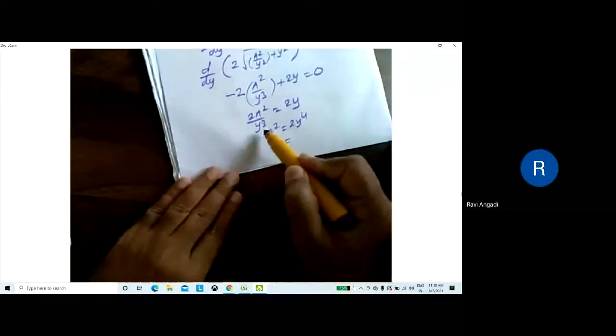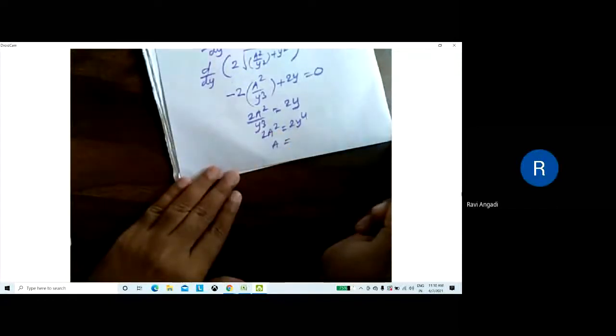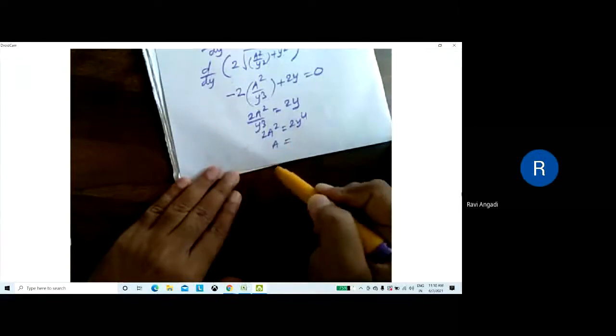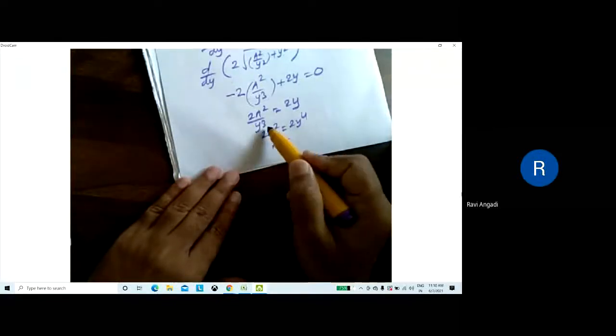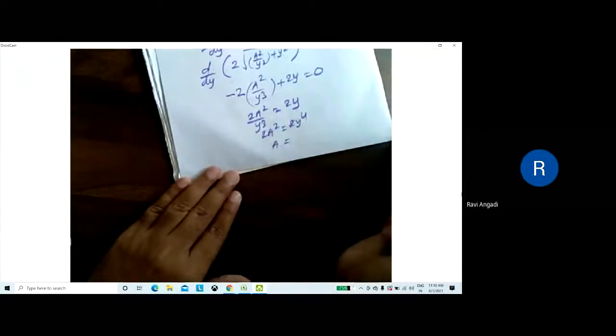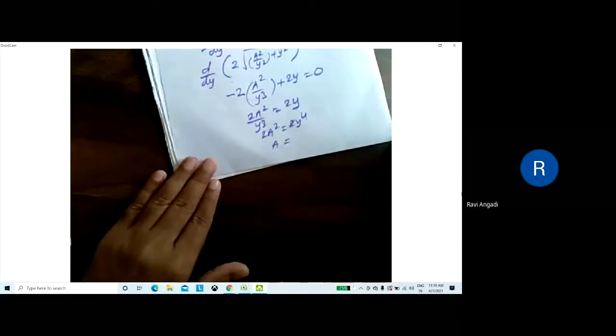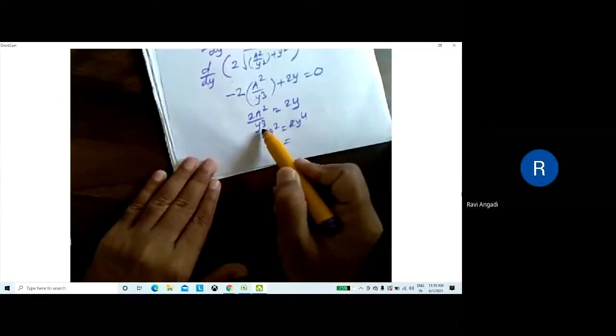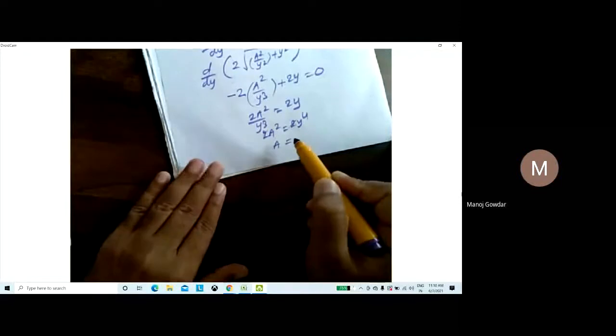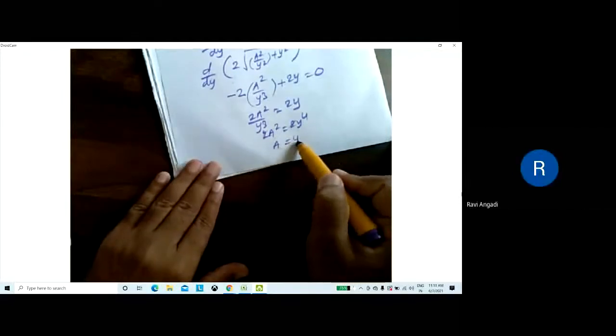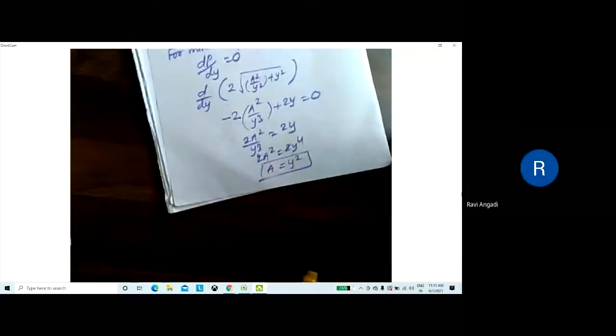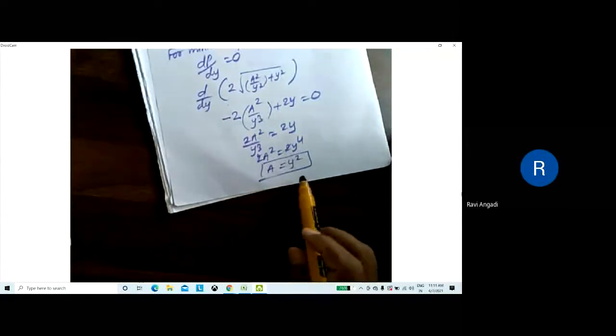One minute, here it is a 2. Correct? This 2 gets cancelled, correct? Yes or no? Yes, sir. Then what is a? A equal to y square, correct? Sir, is it root of y square? No, sir. Correct. Is it correct? Yes, sir.